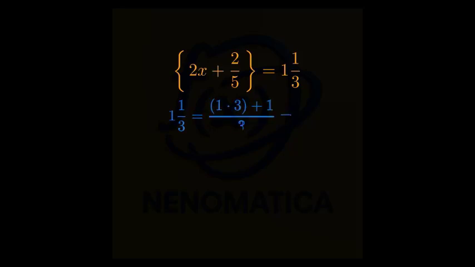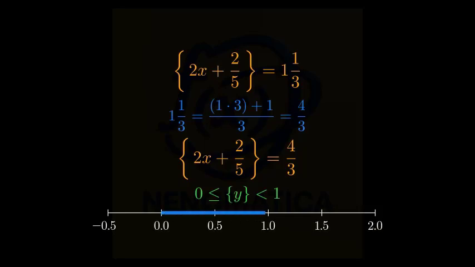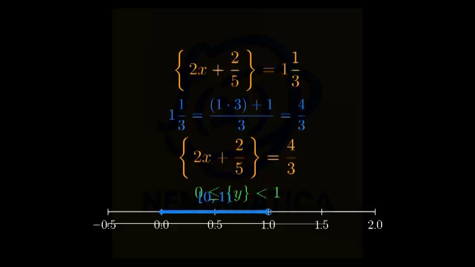Step 1. Convert the mixed number on the right side to an improper fraction. 1 and 1/3 equals 4/3. So our equation becomes the fractional part of 2x plus 2/5 equals 4/3. Step 2. Recall the definition of the fractional part. For any real number y, the fractional part of y is always greater than or equal to 0 and strictly less than 1. Let's visualize that on a number line by highlighting the interval from 0 to 1, including 0 and excluding 1.